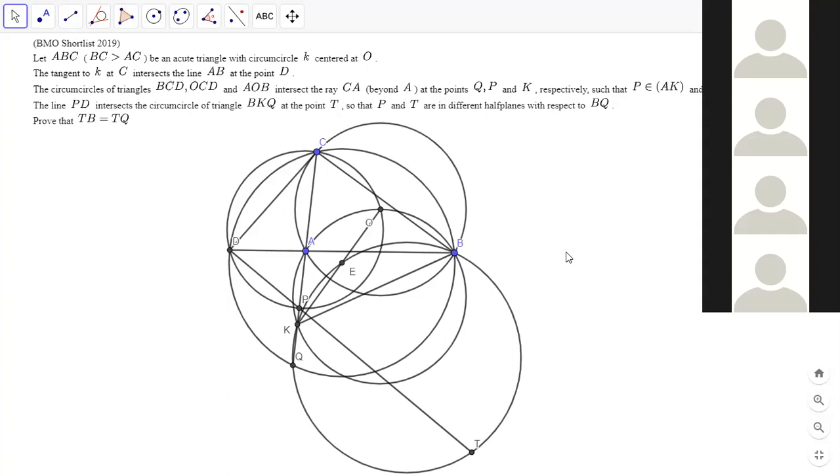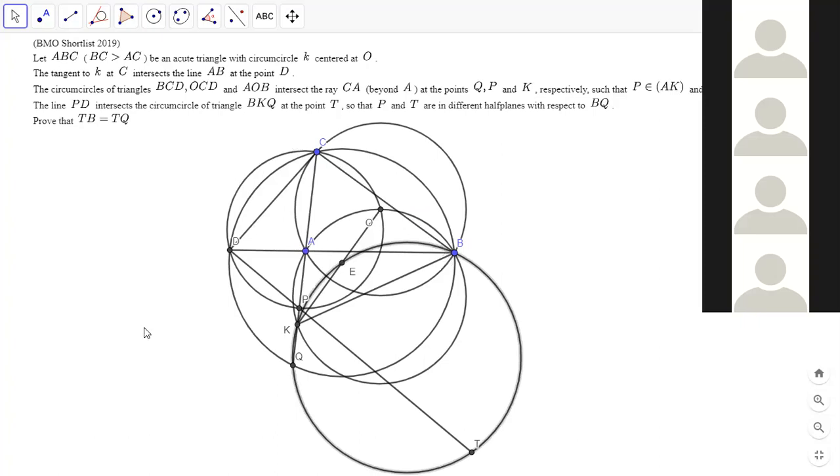Yeah, and because KC is equal to KB, then we actually know that the center of the circle lies on KO. Okay, so we know that E lies on KO. But we don't know yet that E lies on this circle. How do you define E? E is the center of the circle BCB.